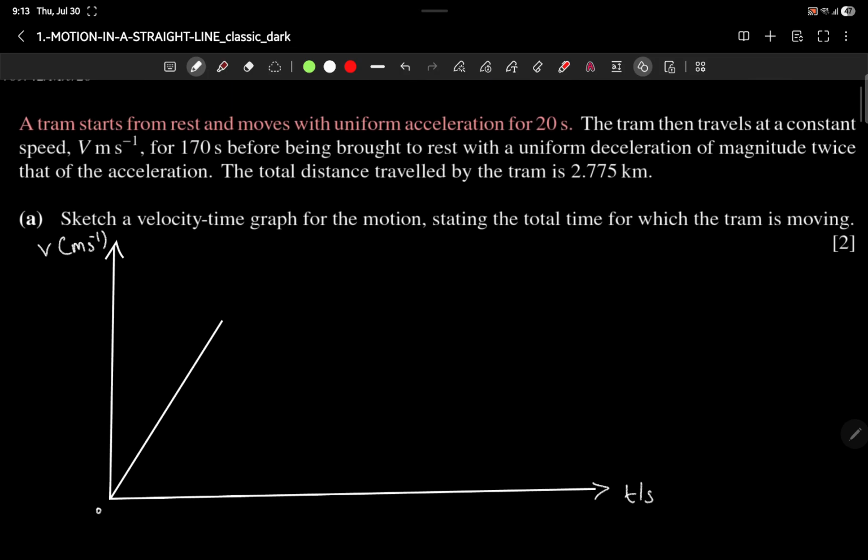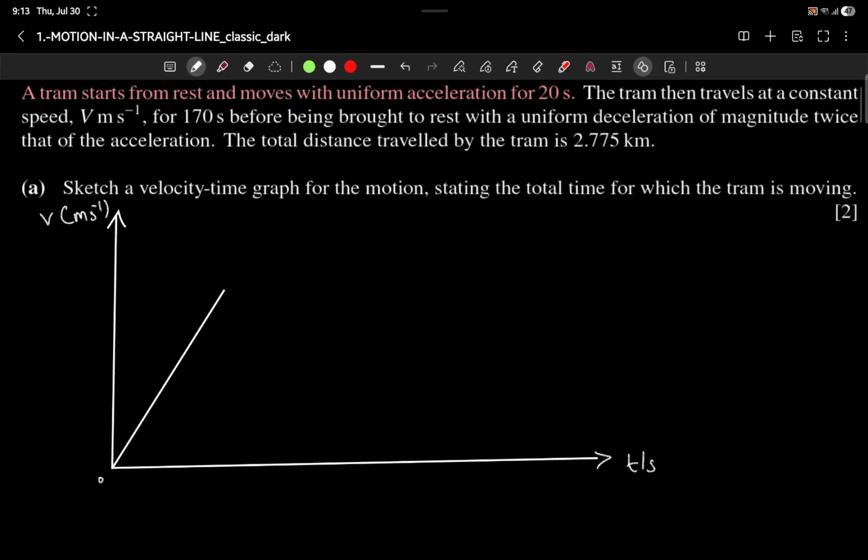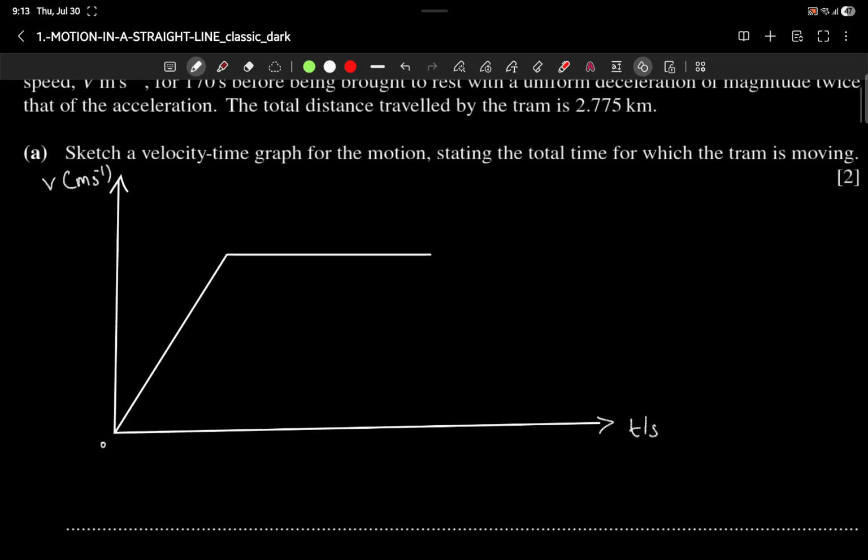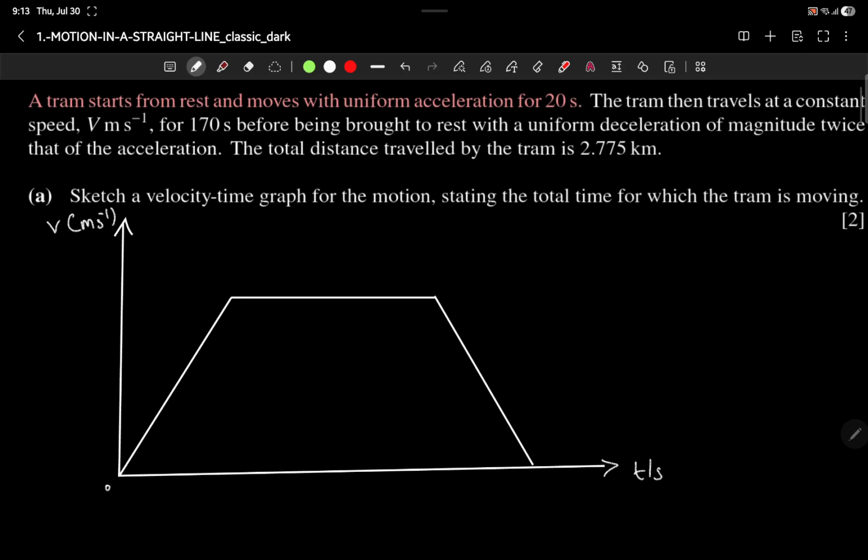Then it says the tram travels at a constant speed for 170 seconds. Constant speed means a straight horizontal line, so over here, constant speed with the same speed. Then it says before being brought to rest with a uniform deceleration of magnitude twice that of the acceleration. So it then decelerates to rest. First of all, we need to label it now.